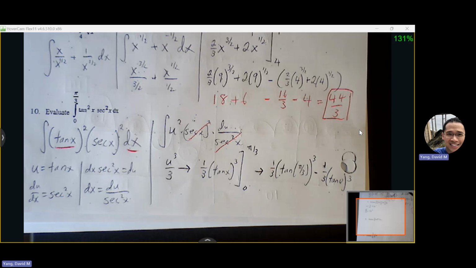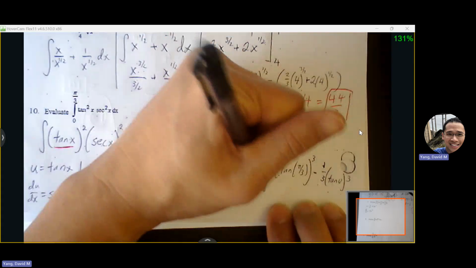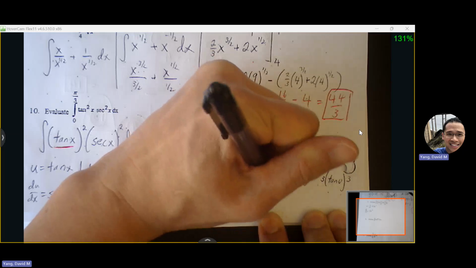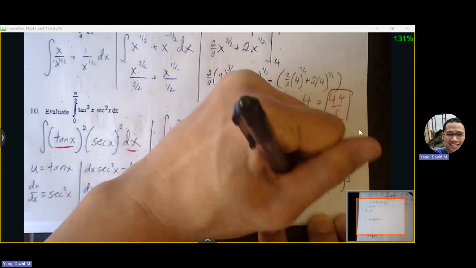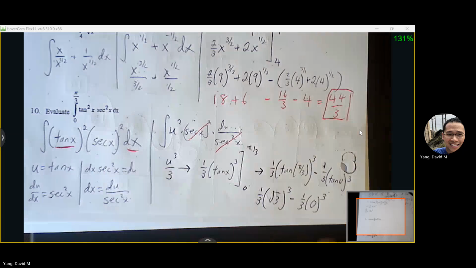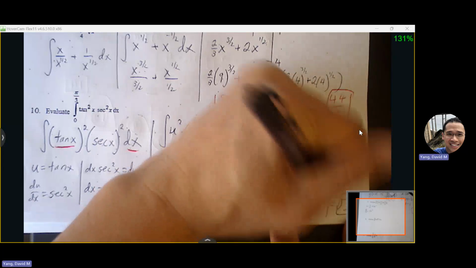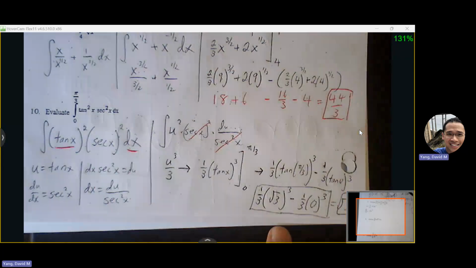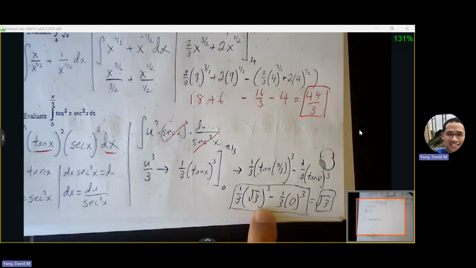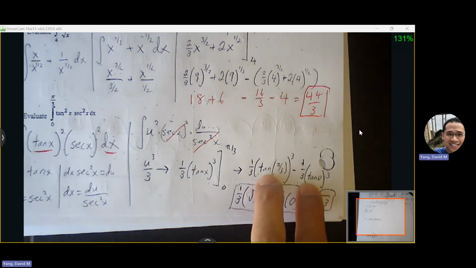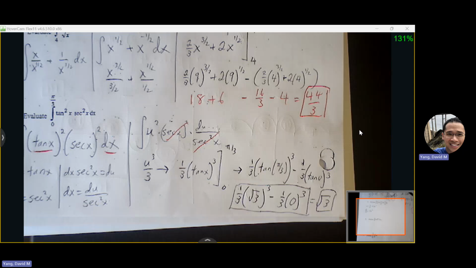So tangent of pi over 3, we know that ordered pair is 1/2 comma root 3 over 2. And it's sine over cosine or y over x. So it's going to be root 3 over 1, which is just root 3. So 1/3 times root 3 cubed minus 1/3 times 0 cubed, which reduces to root 3. But if you want to leave your answer in this form, now this is okay. You can leave your answer unsimplified once it's down to a numeric value, but you cannot leave your answer unsimplified if there is a trig still remaining in your answer.